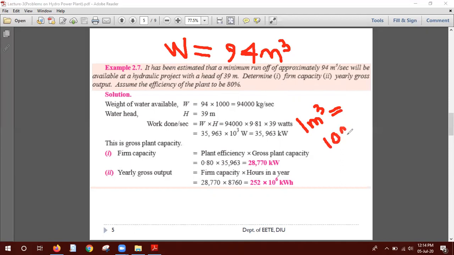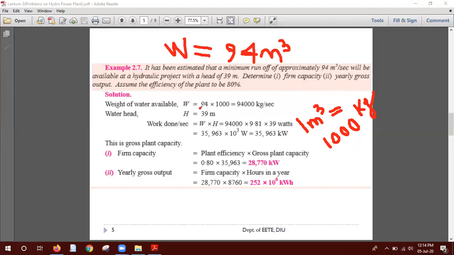1000 kg of water. It is a universal truth. It's tested, because water anywhere is the same, always the same. So there is no disorderliness. So 1 meter cube of water is equal to 1000 kg of water. That is the conversion from meter cube to kg. So here we have 94 meter cube.